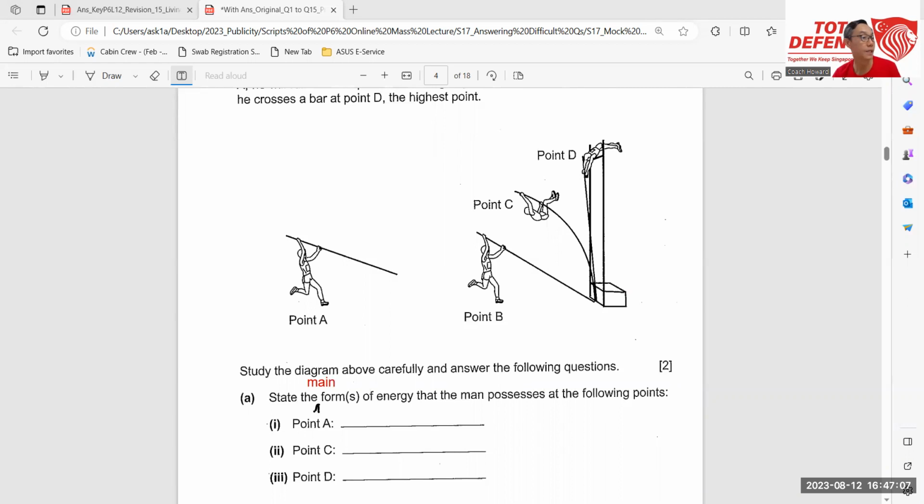running ahead, right, at high speed. Okay. So it will be kinetic energy. Okay. Position A, point A. Wait, let me copy this. So it's kinetic energy.